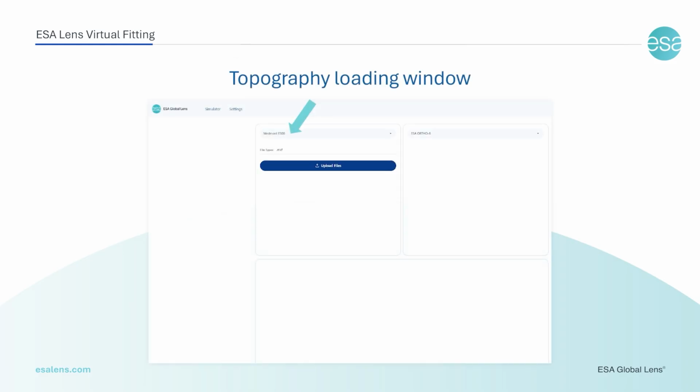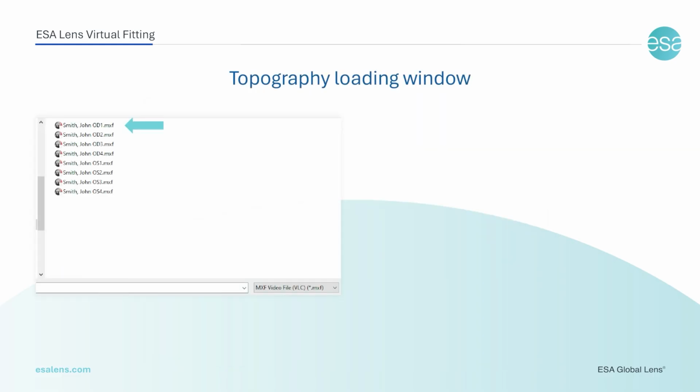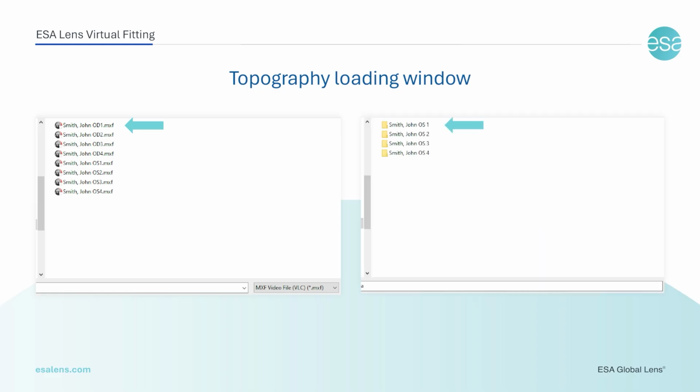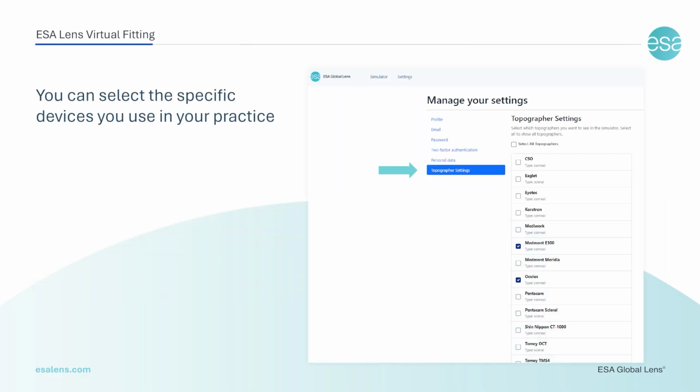The topography loading window will then open. From the drop-down list, select the topographer model you are using, for example, the Medmont E300. Next, navigate to and select the desired topography data, 1 topography capture of 1 eye. Depending on your specific topographer, this may be an individual exported file or an entire data folder. The drop-down list of topographers can be adjusted in Settings. Here you can select the specific device you use in your practice.